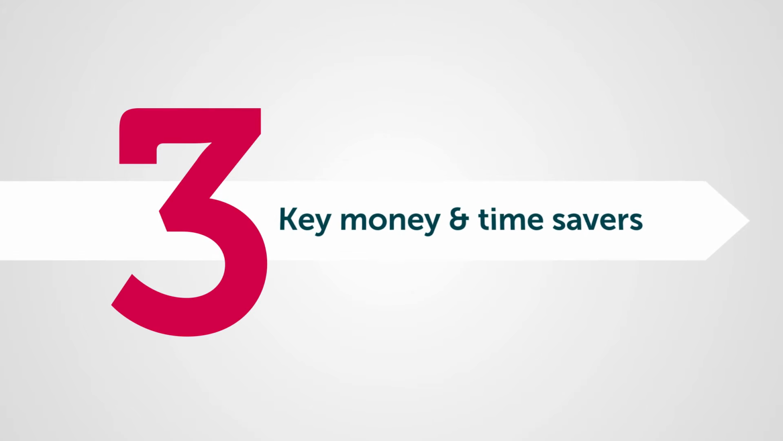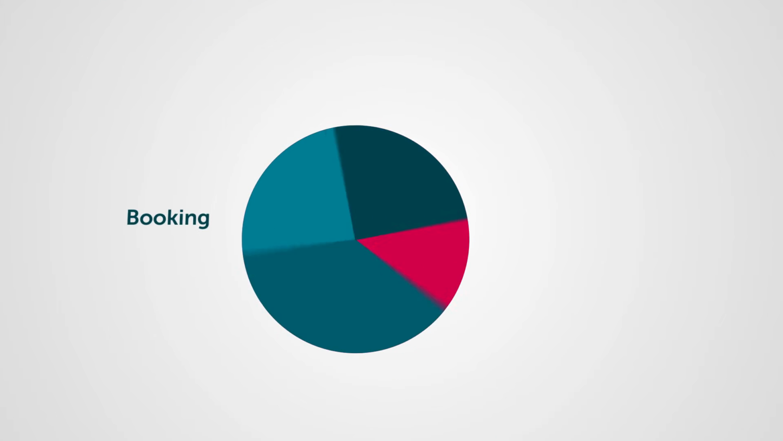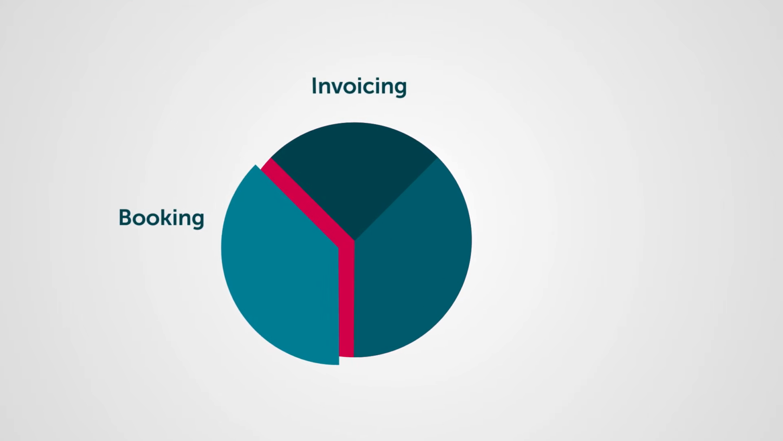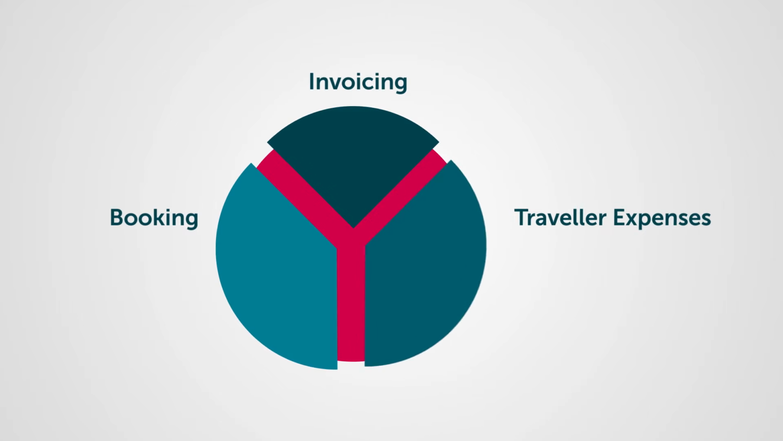Every business trip has costs associated with it, so it makes sense to really understand those costs and find ways to minimise them. We've identified 3 key areas that money and time savings can be made in a travel program. These are the booking process, invoicing, and traveller expenses.